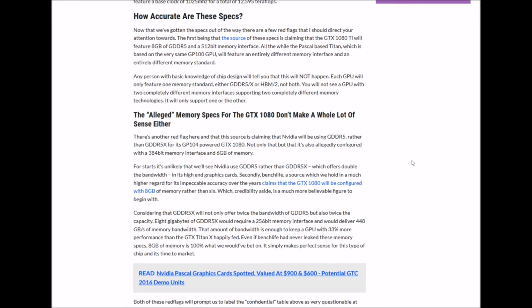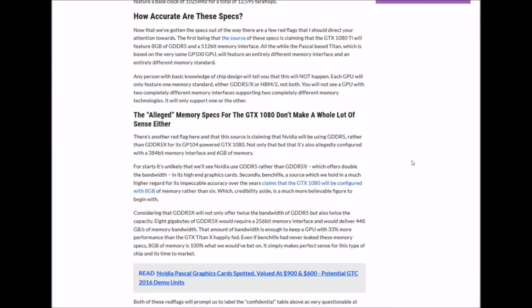Any person with basic knowledge of chip design will tell you that this will not happen. Each GPU only features one memory standard, either GDDR5X or HBM2. No doubt, you will not see a GPU with two completely different memory interfaces supporting two different memory technologies if it only supports one or the other. The alleged memory specs for the GTX 1080 don't make a whole lot of sense either.